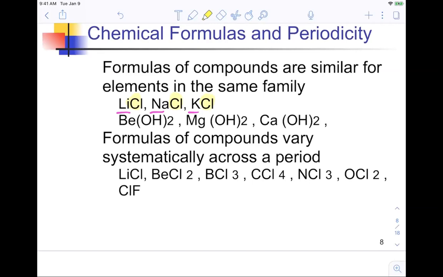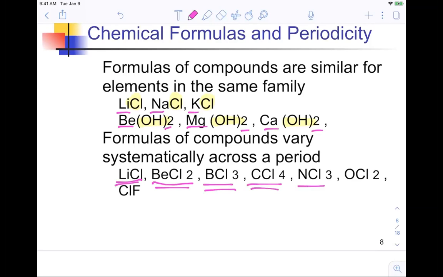They also have similar properties, not the same, but similar, right? If we go to the next family, beryllium's +2, magnesium's +2, calcium's +2. So when you combine them with some other ion, like hydroxide, the formula is the same, M(OH)2. And again, I apologize that that's not a subscript, but when I imported it into Notability, I somehow lost that subscript view, all right? And again, you can probably see this. Formulas of compounds vary systematically across a period. So lithium chloride is LiCl, BeCl2, BCl3, CCl4, right? So we're seeing a periodicity in terms of the compounds that they form with that particular formula.